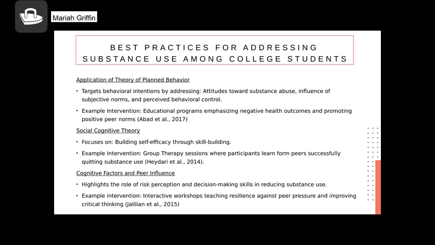Social cognitive theory emphasizes self efficacy and social modeling. Group therapy sessions with peer role models build confidence to reduce substance use, as demonstrated in Hadari 2014. Finally, addressing cognitive factors like peer pressure and risk perception through decision making workshops has proven effective, as noted by Jalian 2015. These strategies demonstrate how theory based approaches can effectively target key behavioral factors.